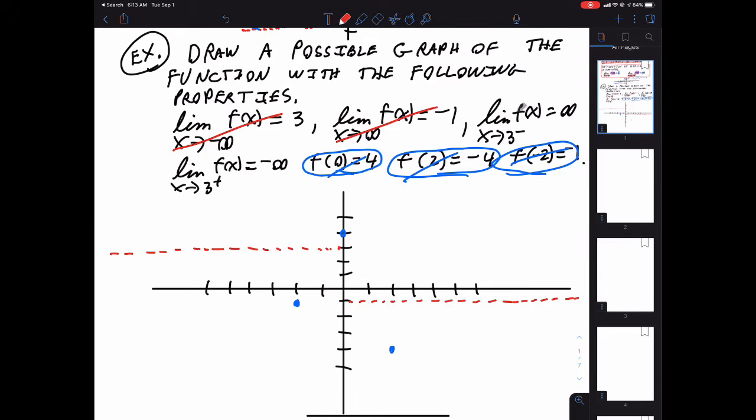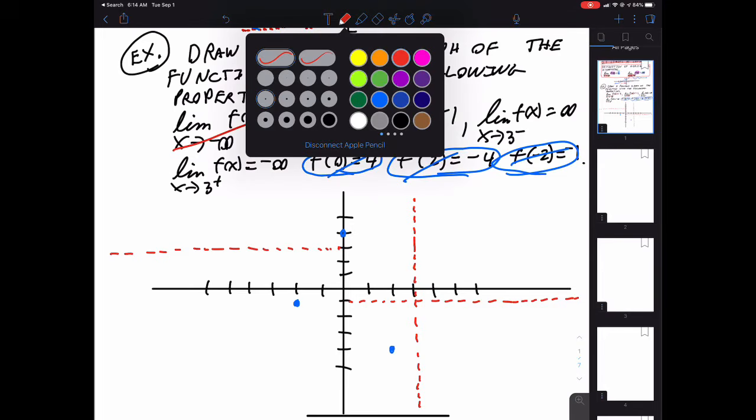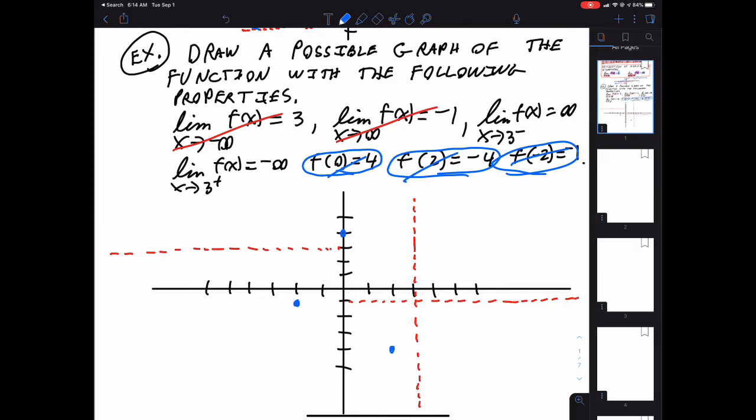It shouldn't be a memorized thing. It should make sense. This says as I get close to 3 from the left, the function shoots up. The y value goes to infinity. So that means at 3, I have a vertical asymptote. And not only do I have a vertical asymptote, from the left, the function goes up. And then this one here, as I approach from the right, the function goes down.